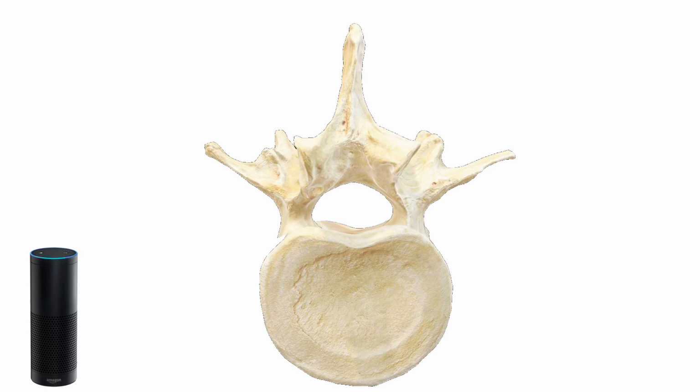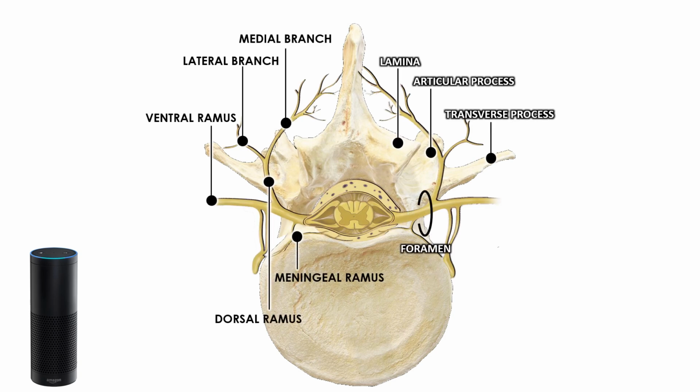Alexa, something else we should know about anatomy of lumbar vertebra? Each spinal nerve contains a mixture of motor and sensory fibers. They begin as nerve roots that emerge from a segment of the spinal cord at a specific level. Having exited the vertebral canal, the spinal nerve divides into 2 branches, a larger anterior or ventral ramus, and a smaller posterior or dorsal ramus.